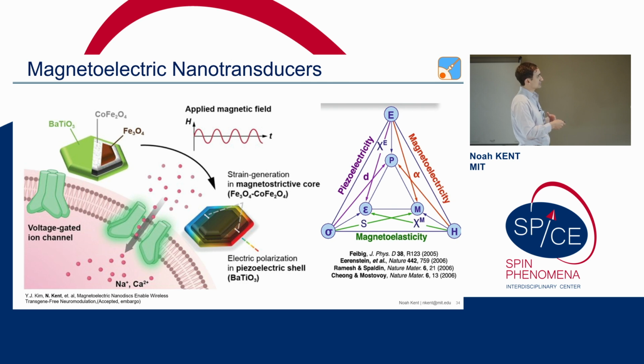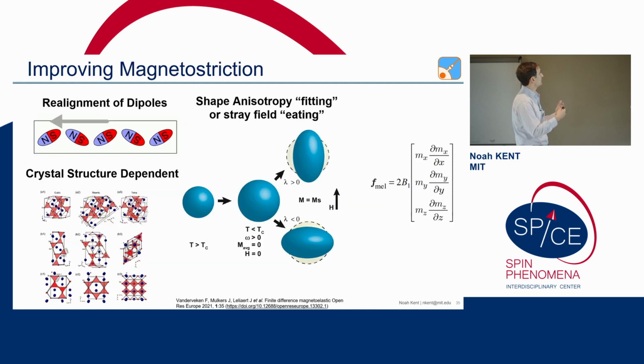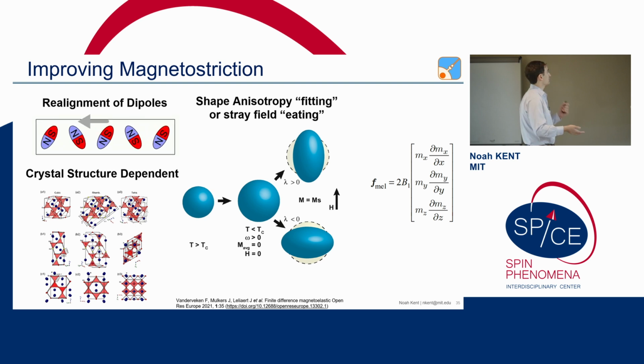So we can have a magnetostrictive core, and then we coat it with barium titanate, which is a piezoelectric material. And so we can get an artificial magnetoelectric by going around the other side of the triangle. And that's what we did. My job was to try and enhance the magnetostriction to improve the generated voltage.